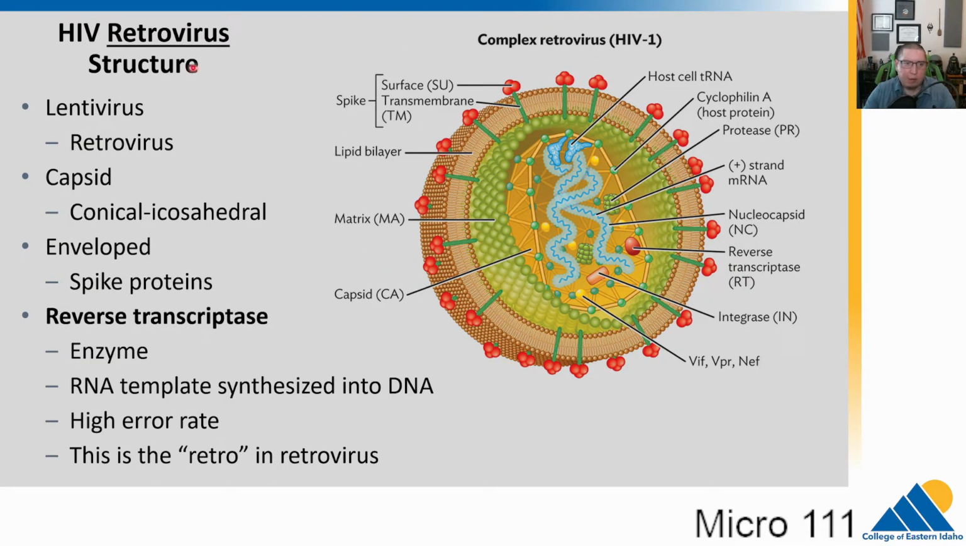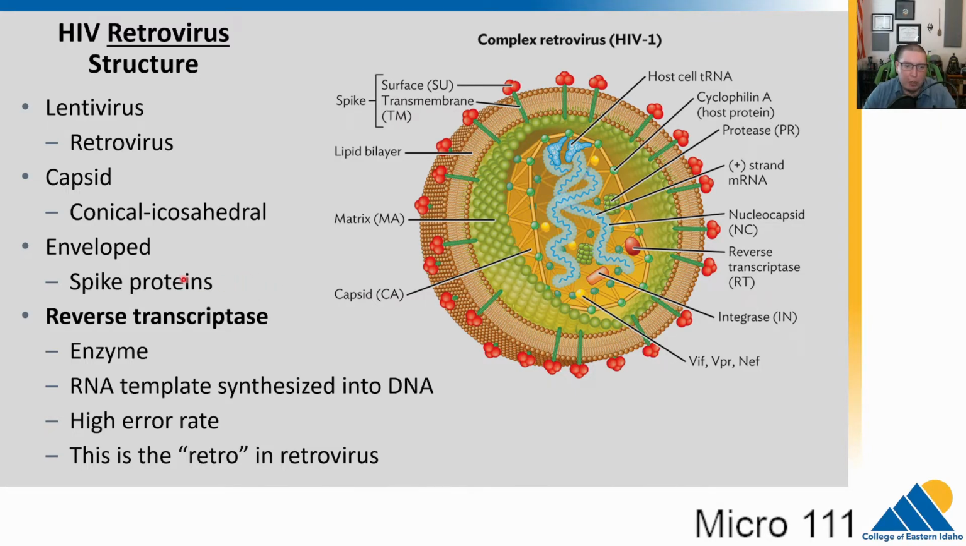The HIV virus itself, it's called a lentivirus. It's a retrovirus, which means it has an RNA genome that goes into the cell and gets converted into DNA. We'll see that process in a moment. It has a capsid around it, and then it has an envelope on it with spike proteins that help it trick its way into T cells, which is where it replicates.